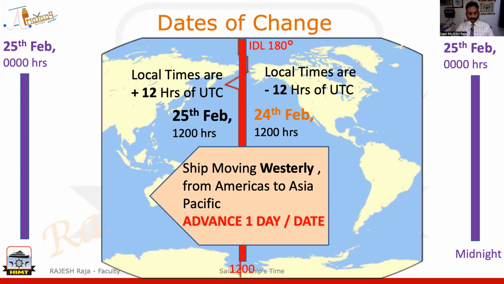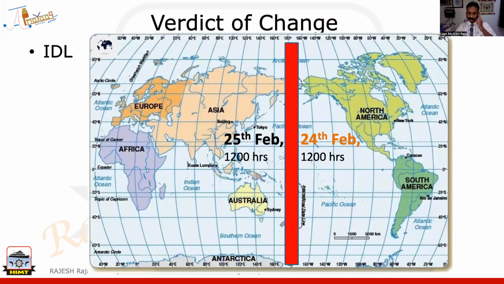Now I'm going to show you this as a complete gist of whatever we have done, in one last slide. Please look at this. I'm still taking the date line as reference, because this is where the confusion starts. I mentioned the 24th and 25th February. Western longitudes, please remember, 24th February noon. Eastern longitudes, it is 25th of February noon.